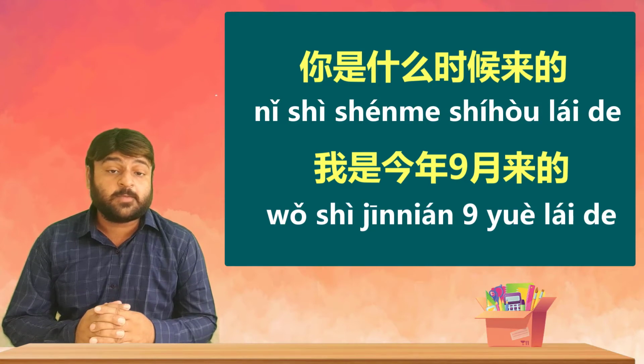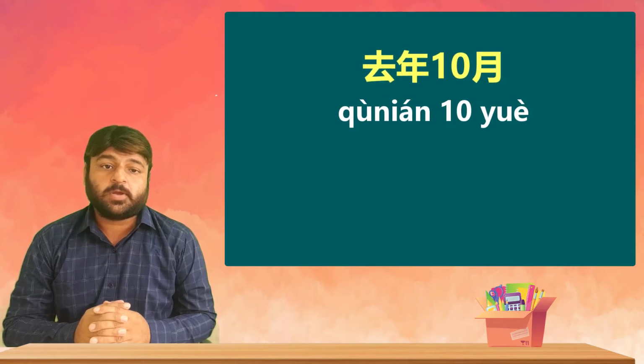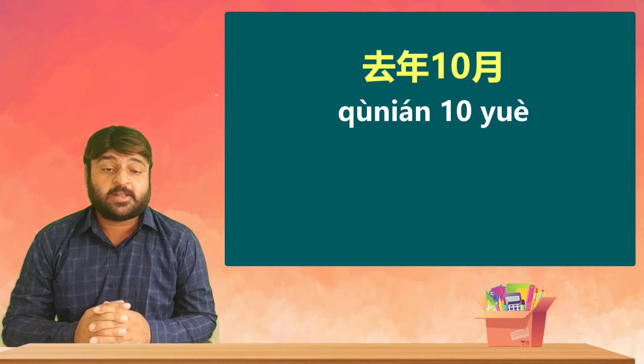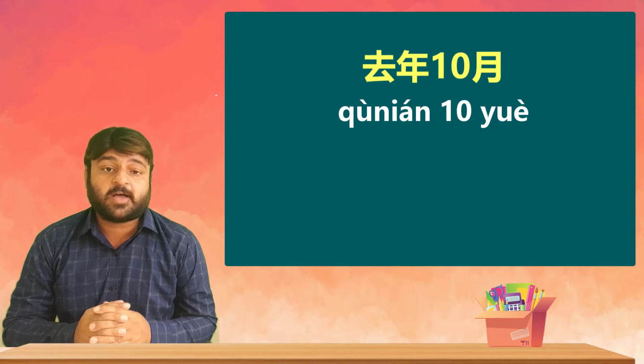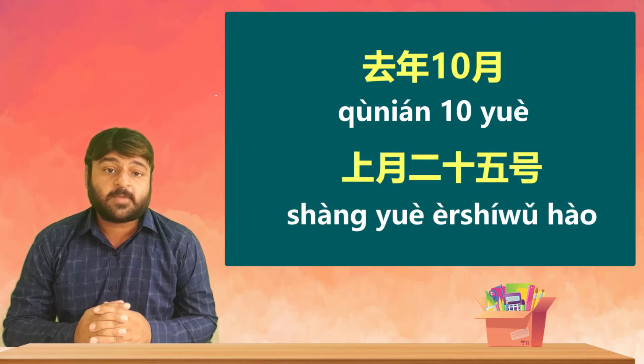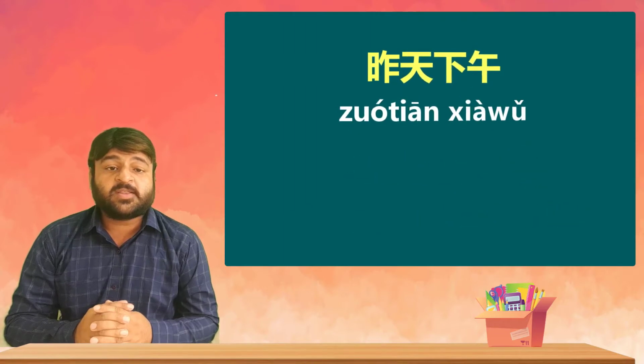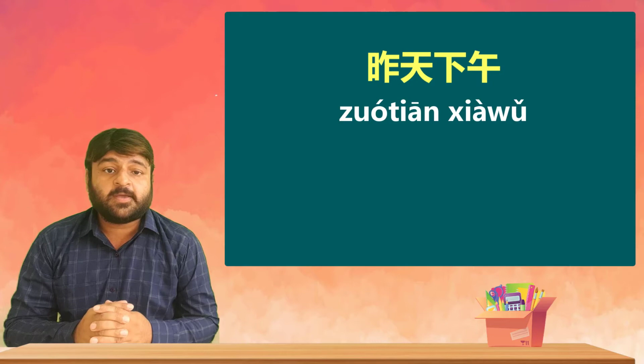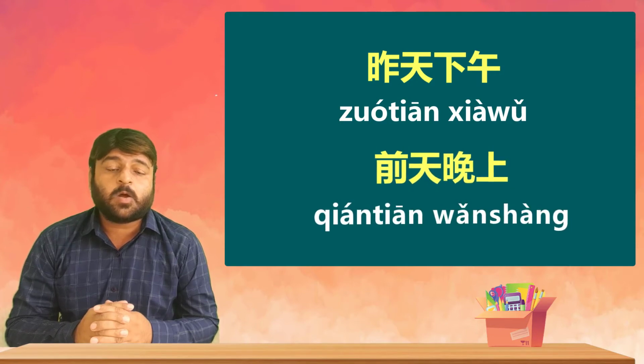Moving on to the words in the box to make replacements and make new sentences using the 是...的 construction. Let us have a look at the words in the box. 去年10月. Last year, 10th month. 10th month is October. So I came in October of last year. 上月, previous month. 15号, 15th. 号 is day or number. I came on the 15th of last month. Moving on to the third sentence from the box. 昨天下午. Yesterday afternoon. 前天晚上. Day before yesterday in the evening.